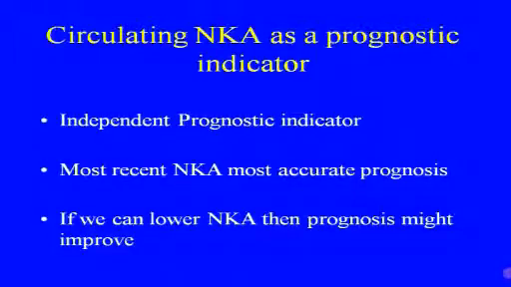It's letting us know how the patients are going to survive if we take a sample the first day they come to hospital. But the most exciting thing about it was that the most recent neurokinin A overrides the initial one. So if we can change the neurokinin A concentration in the blood, that gives us a new prognosis. If it goes up, it's going to get worse. If it comes down, it's going to get better.